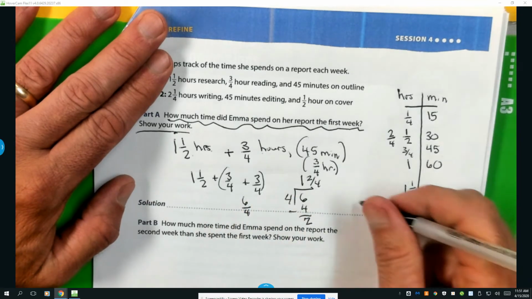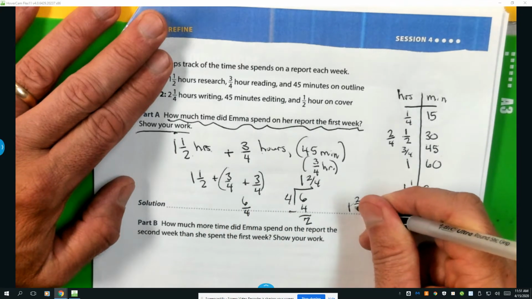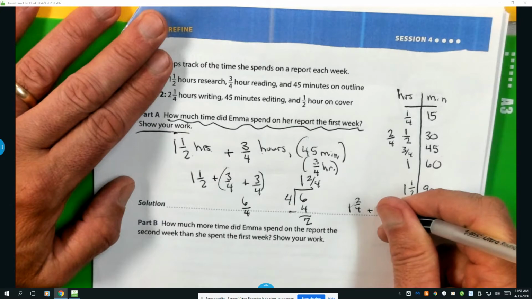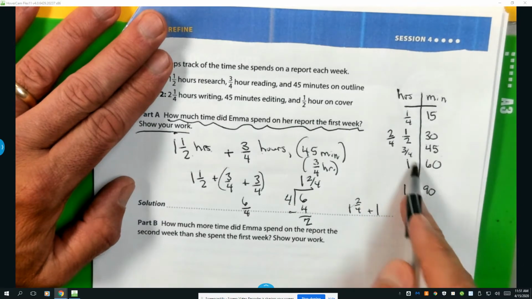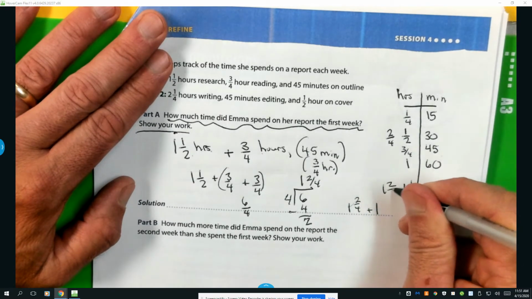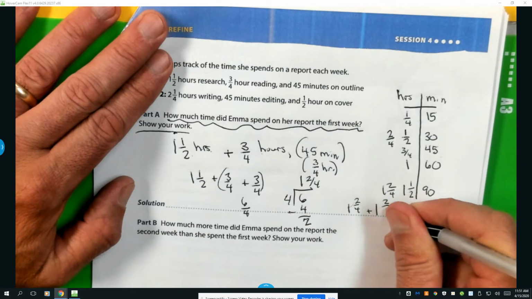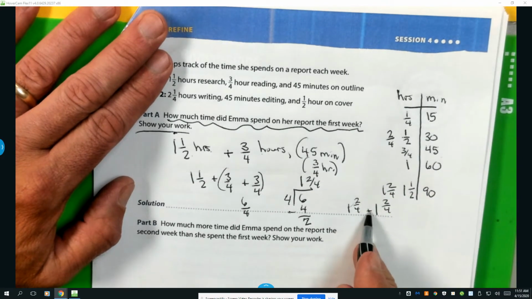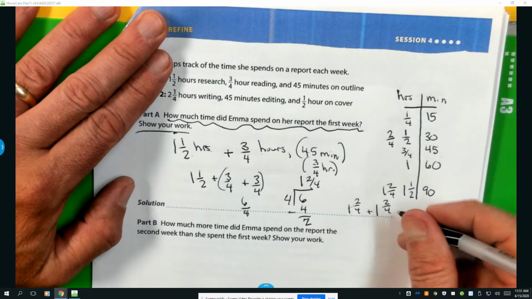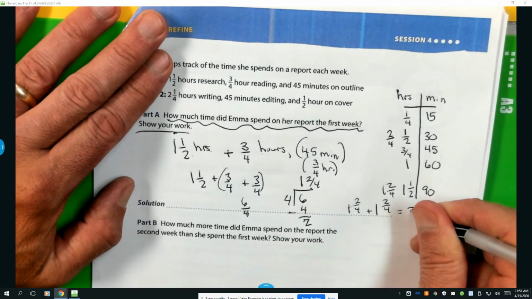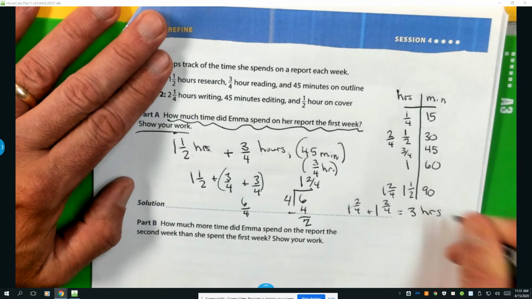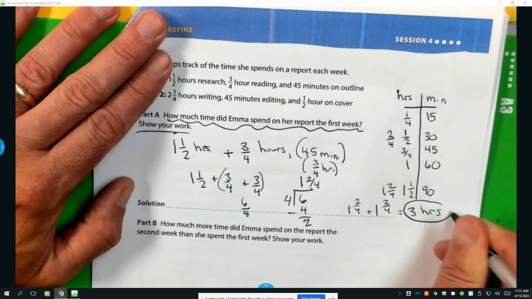So that leaves me with 1 2/4 plus 1 1/2. And we know that 1 1/2 is the same as 1 2/4. So I've got 2 things right here. 1 2/4 plus 1 2/4. That's going to be 3 hours. Okay, first answer complete.